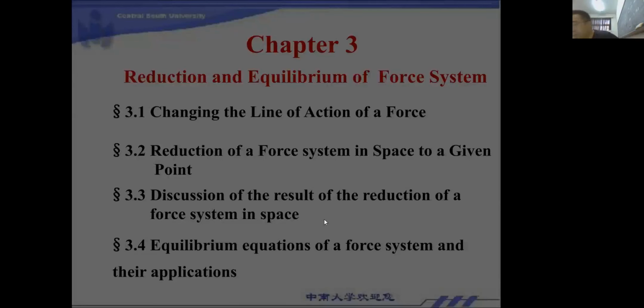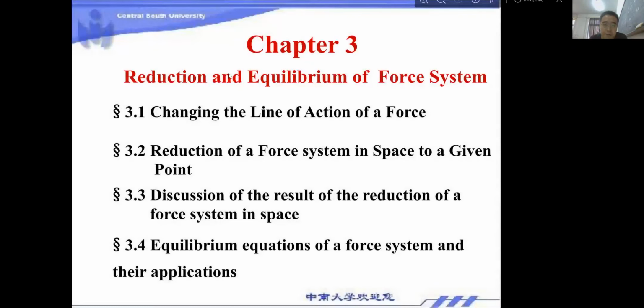So although we only have about 10 minutes, I will continue to do some brief introduction of chapter 3rd. In this chapter 3rd, we will talk about reduction and equilibrium of a force system. Actually, you guys can think about, we just finished learning about reduction and equilibrium of two special force systems. You see, one is the concurrent force system, another is the couple system, right? So this time from chapter 3, we'll talk about reduction and equilibrium of a generalized force system.